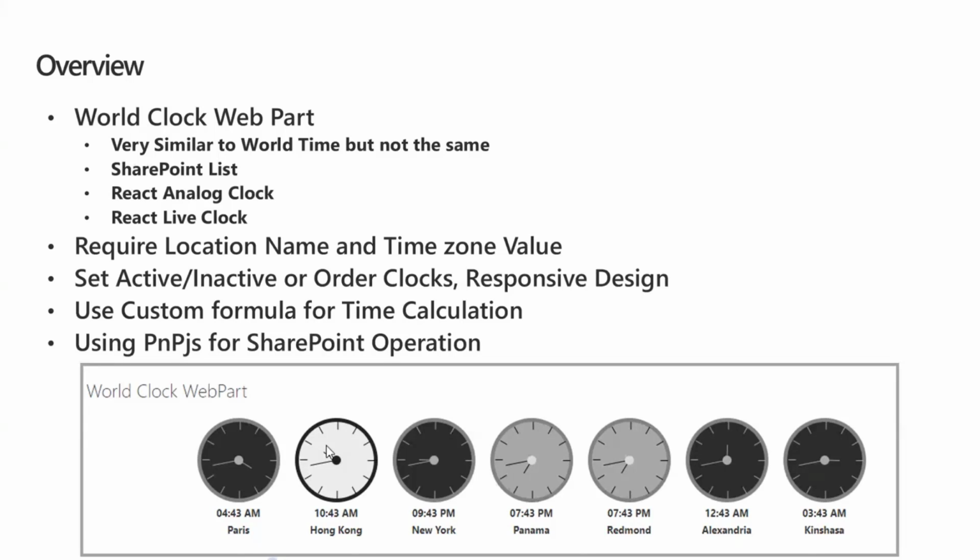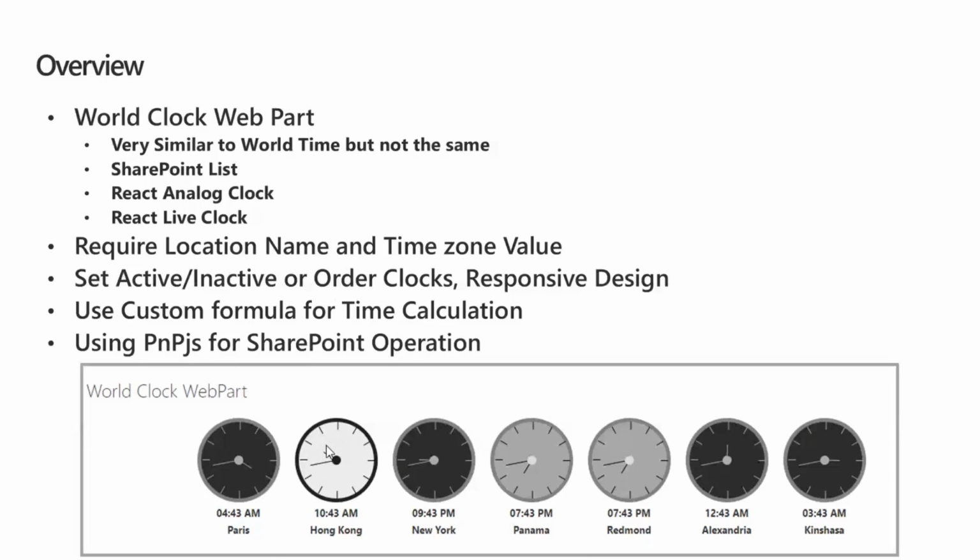Additionally, the web part is responsive. If you put it in a smaller zone or section, it will automatically resize itself to the appropriate size. The time calculation is done using a custom formula. I'm not using any DST time zone calculation values at this moment. There are examples you can use to check if the current time zone has DST and then apply the updates automatically, but this version does not have that. For reading SharePoint data, we are using PnP. It was my first learning, so I thought that was the best option.